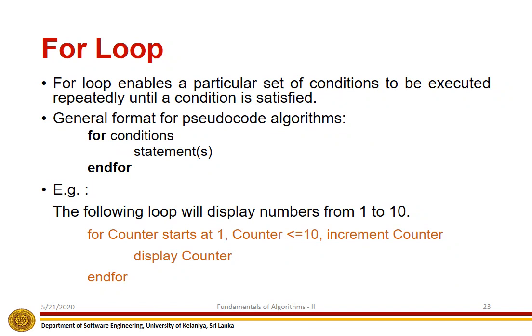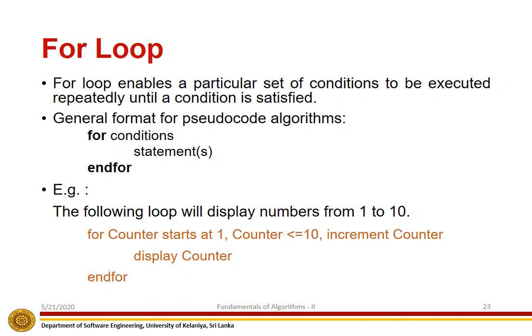Here I have given the general format for writing pseudocode algorithms using for loops. First, the keyword for, then the conditions that must be satisfied. Then on the next line, the statement or statements that must be executed iteratively until the condition is false. Finally, finish the for loop with the end for keyword.